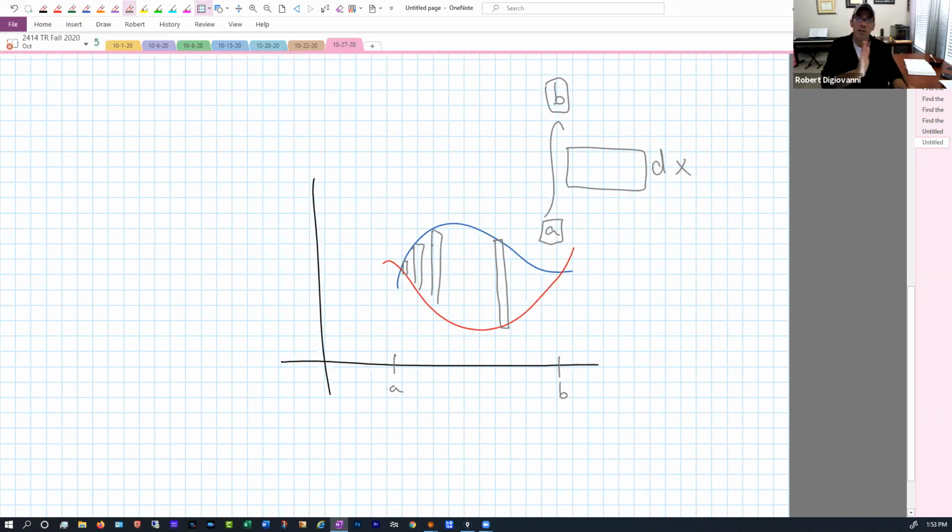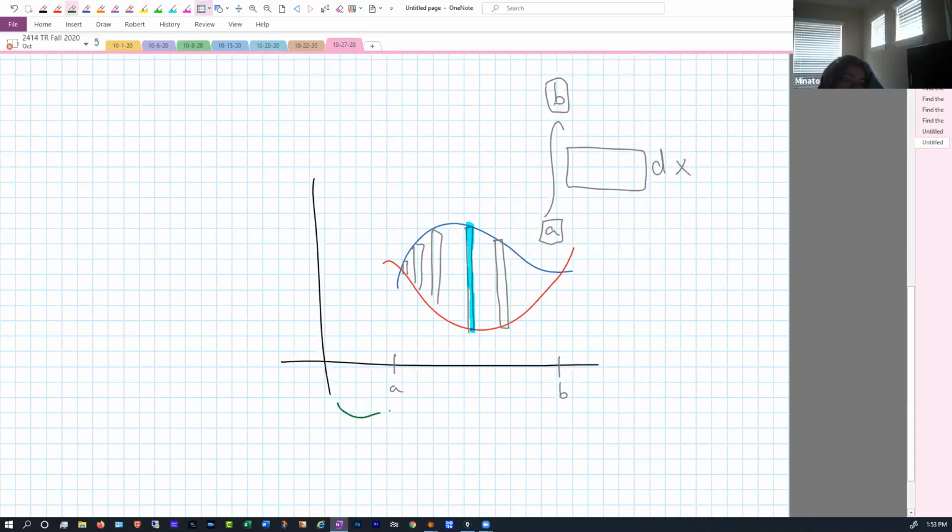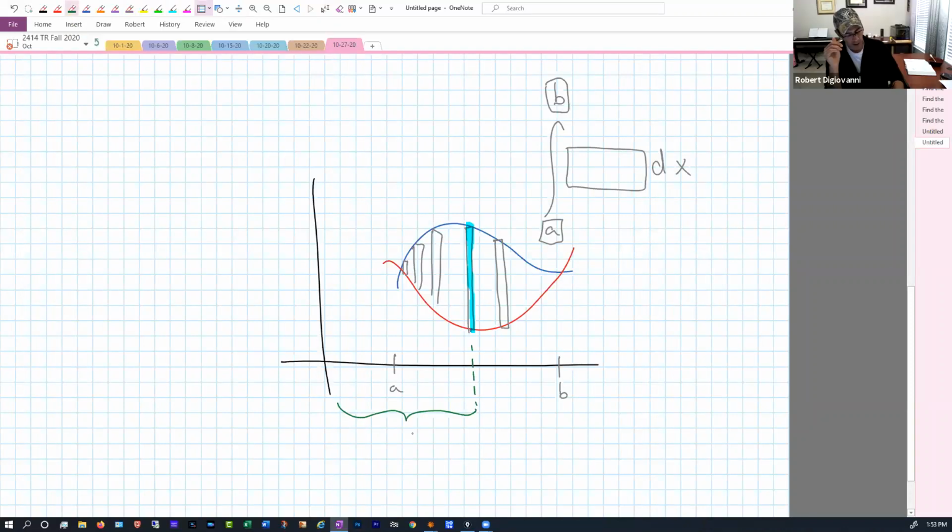So they just start moving along. If I pick some arbitrary point and stop it and say, let's look at that rectangle right there, the distance from the y-axis to that rectangle is always going to be x. Because what is x going between? X is going between A and B, right? So x will start here, get bigger and bigger, and stop at B. So x is always the distance from the y-axis to the rectangle.